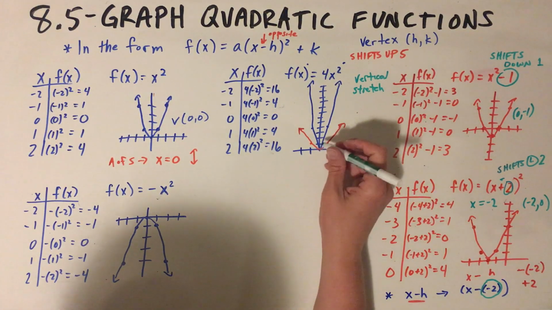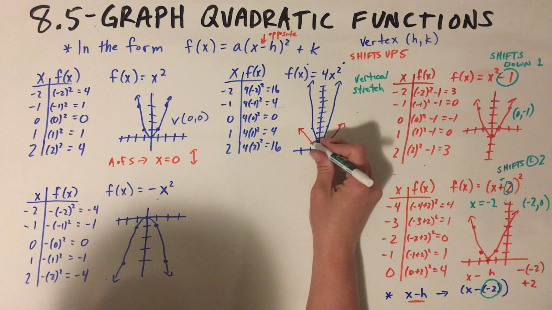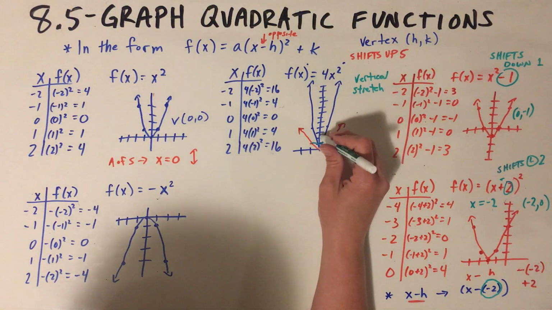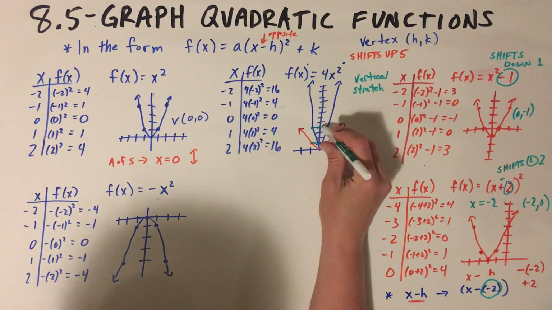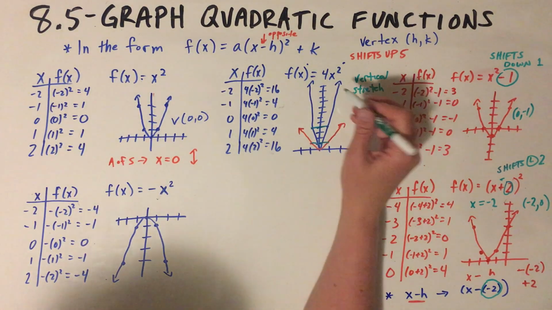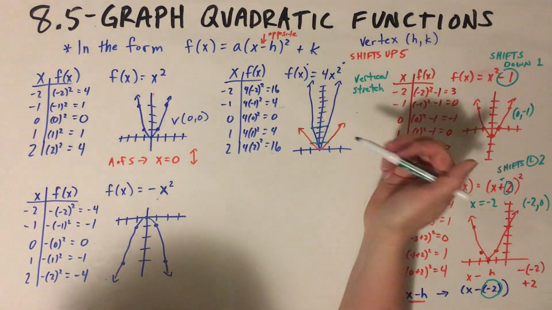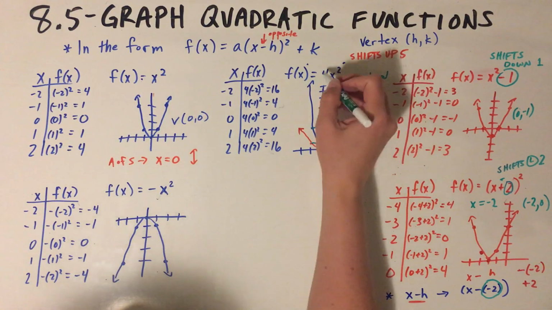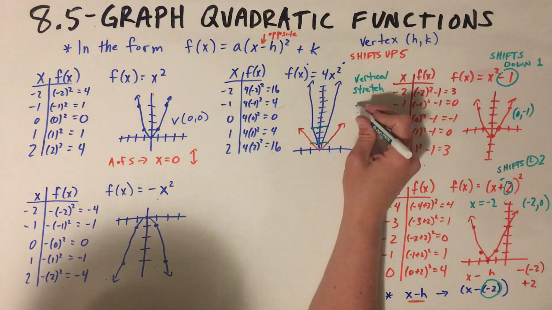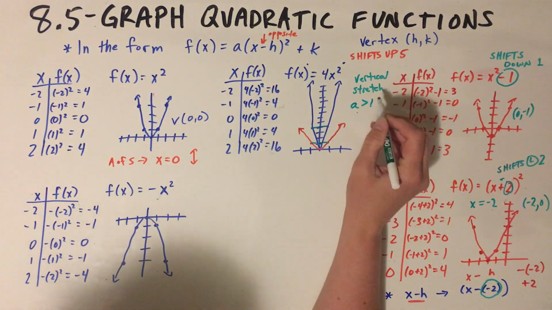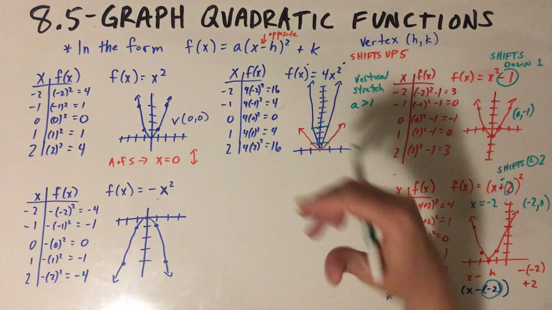Well, what does that mean? When I would have gone up 1 over 1 here, and up 1 over 1, because it's symmetric, I really went up 1, 2, 3, 4, and over 1. So you can see here that is the difference. It stretched it by a factor of 4. Instead of being 1, it was 4. So if a is greater than 1, then it's going to vertically stretch it.